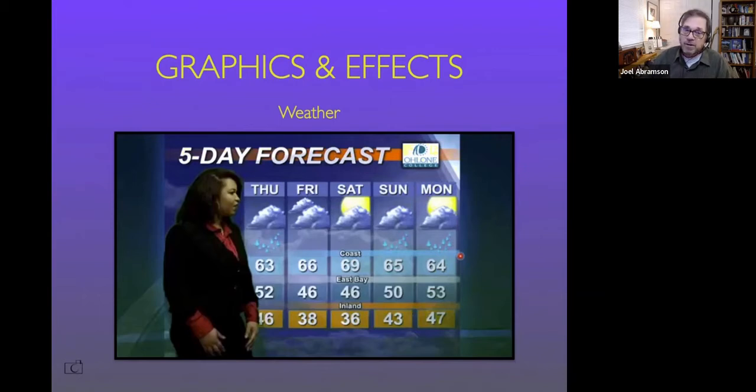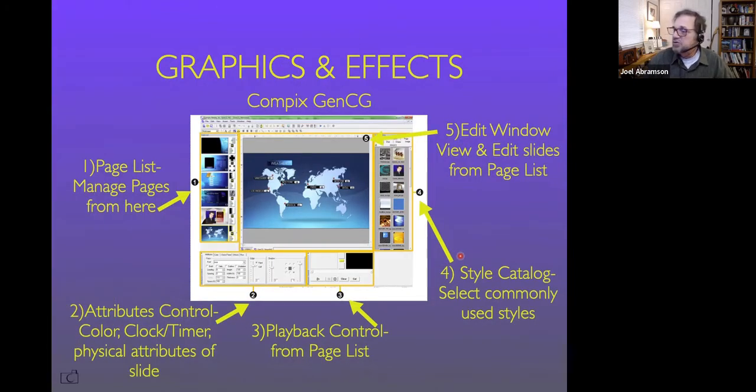Now, in our studio at De Anza, we are using the Compix Gen CG. That's just the name of it. And this is what it looks like on this screen. This is where you might start. Here is where we actually build the pages. Then when you build them, they end up as thumbnails over here, and you can manage them here. If you want to start out with some fancy background or something like that, you can pick them from the style catalog.